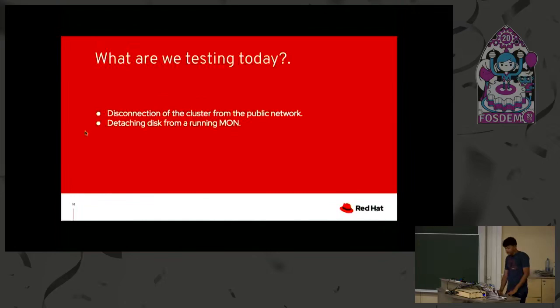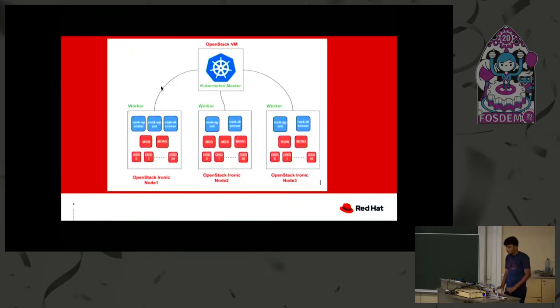Yeah, so now we'll look into disconnection of a cluster from the public network. What we're going to do is disconnect one entire node from the cluster by shutting down its public network interface. So let's see what happens.